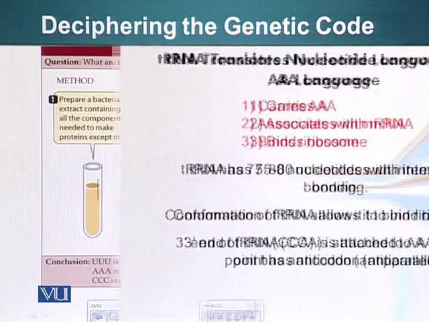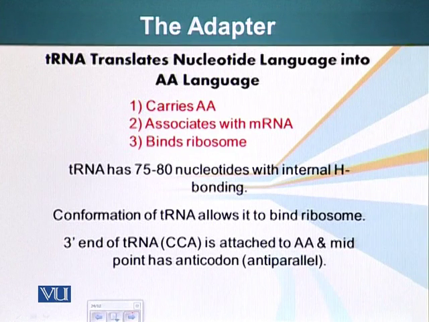Which 3-nucleotide sequence, or codon, specifies which amino acid. Now we will talk about the adapter, because the adapter is the molecule that interacts with the codons. As we have mentioned earlier, the adapter has to have 3 functions. It has to carry an amino acid; one domain of this adapter should carry the amino acid. It should be able to associate with messenger RNA, because it has to interact with the codons. It should be able to bind ribosomes, because these organelles are the ones responsible for synthesizing proteins.